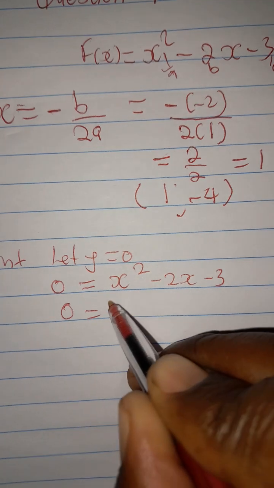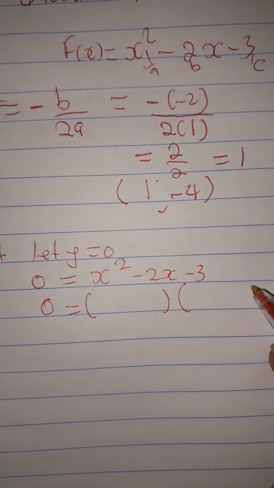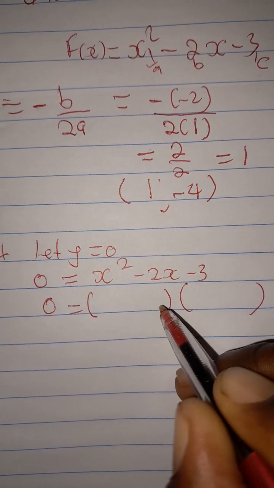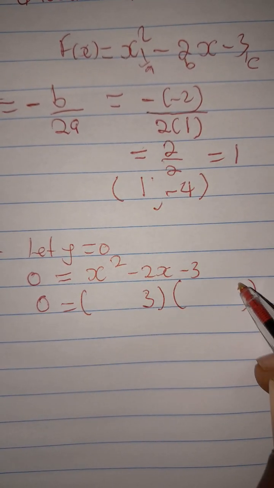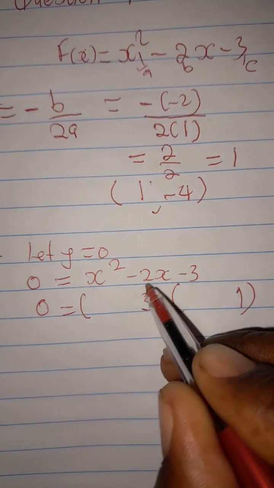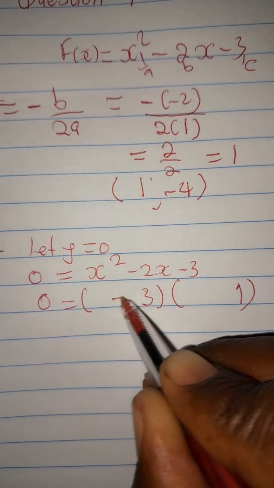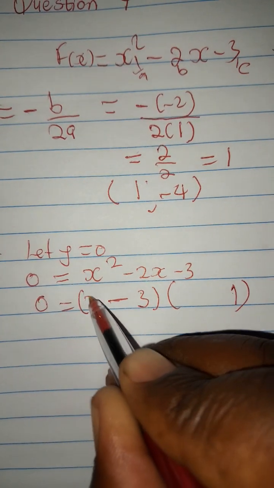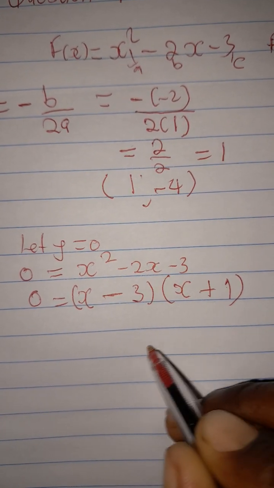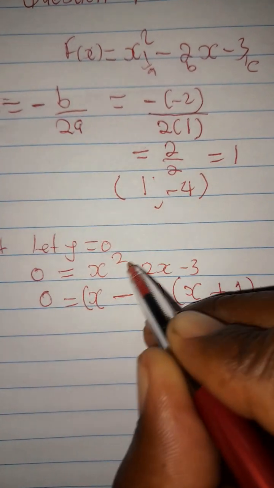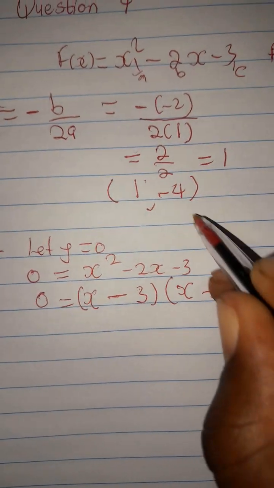From here we need to factorize, since this is a trinomial. The factors of 3 that will give us 2 are 3 and 1. To get negative 2x, the bigger number must have a negative sign in this case. So we have x here as well as x, and we're going to have x minus 3 and x plus 1, because negative 3 plus 1 is negative 2, and negative 3 times 1 is negative 3.